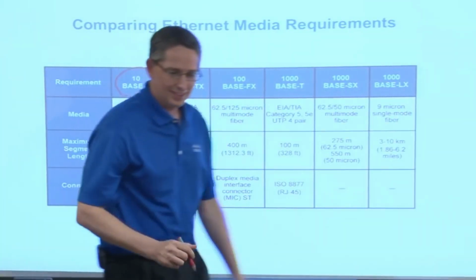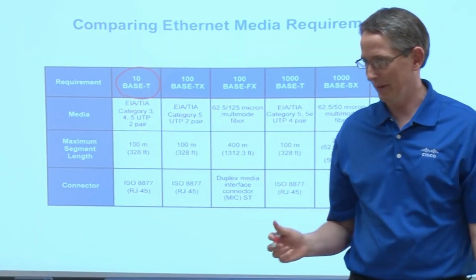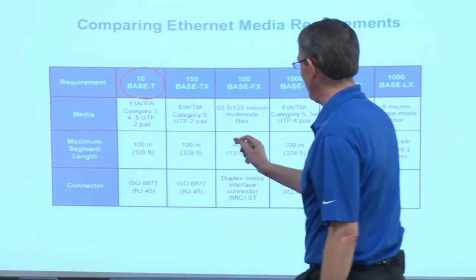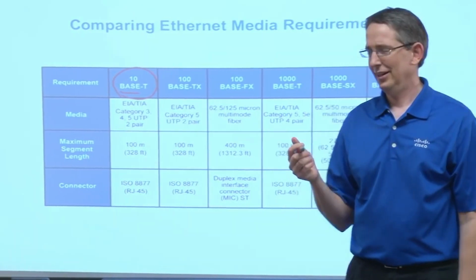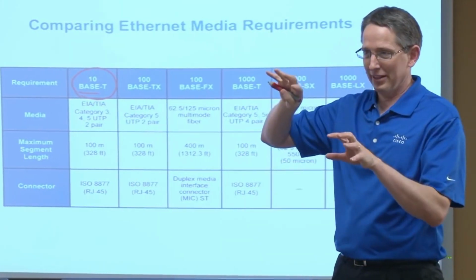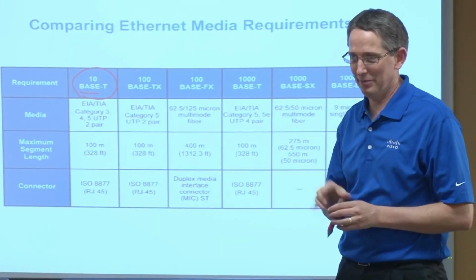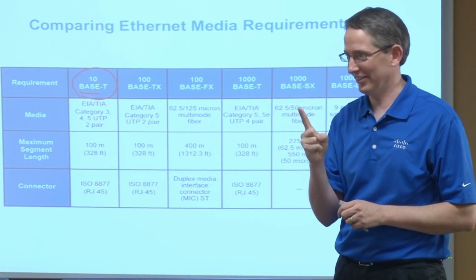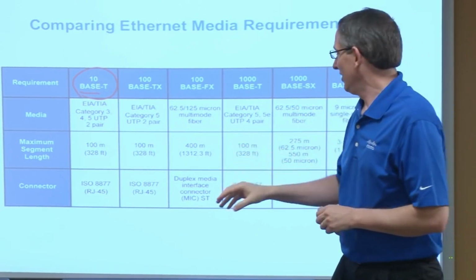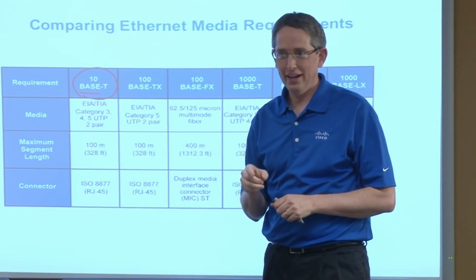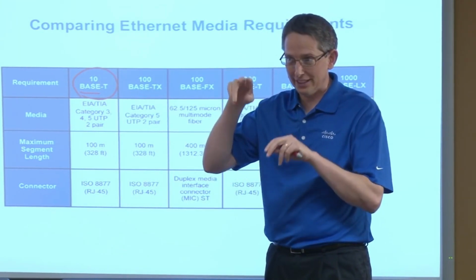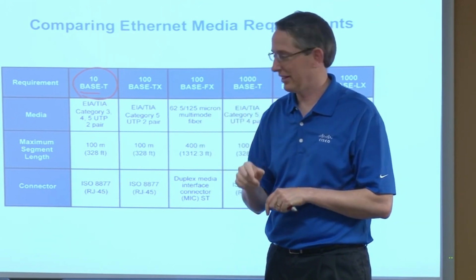Here's what it means. 10 means 10 megabits. Base means baseband. Have you ever heard the concept broadband? Well, broadband is multiple things happening at the same time. Baseband means there's one thing going on at a given time. So with Ethernet, we're using baseband. It's like there's a digital signal, boom, boom, boom, and that's it. We don't have multiple frequencies going at the same time. It's one signal at a time.